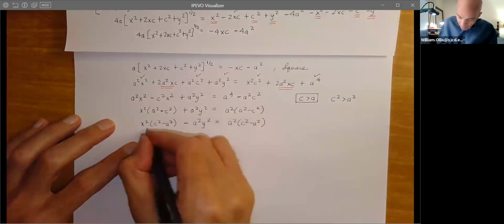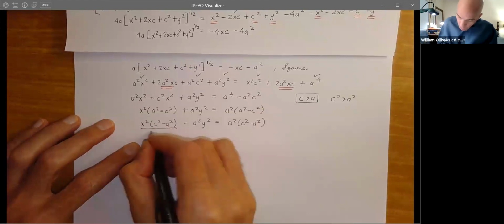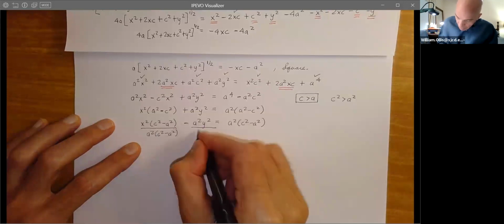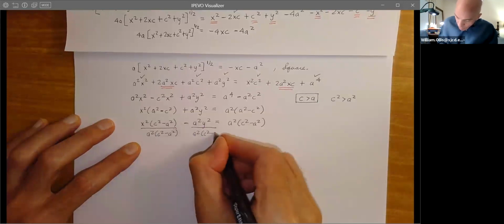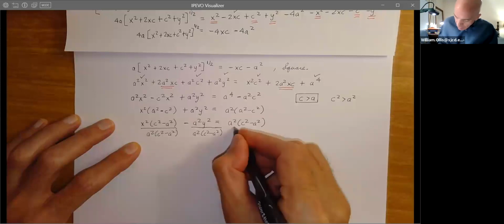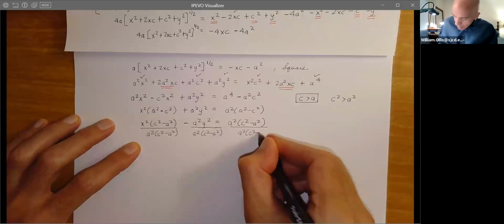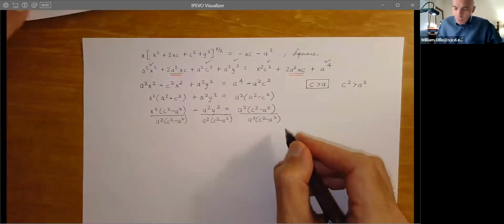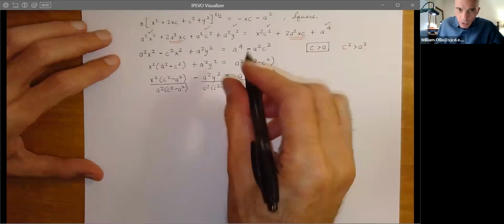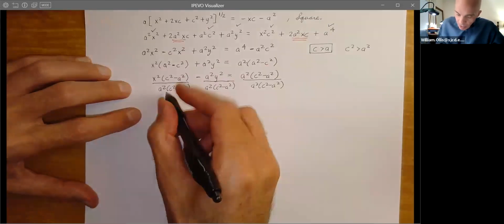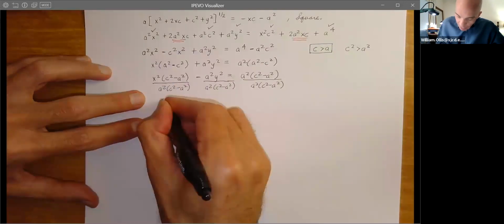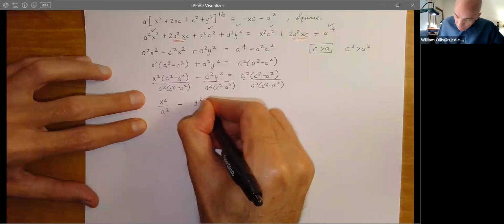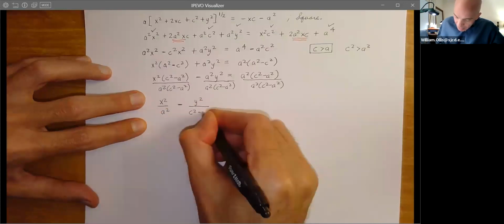And now, of course, we can divide by a squared, c squared minus a squared, and then, of course, a squared, c squared minus a squared. So now, well, the hard part's over. I mean, the hard part was over once we set up the equation, because this is just busy work. So now we get x squared over a squared minus y squared over c squared minus a squared.